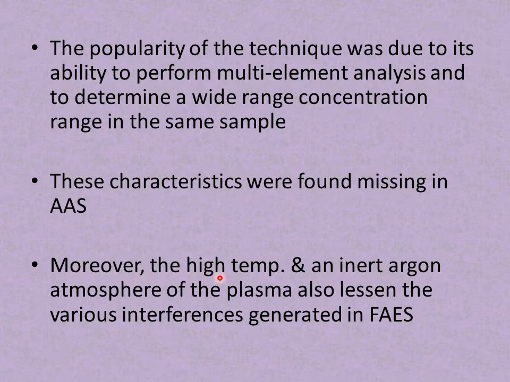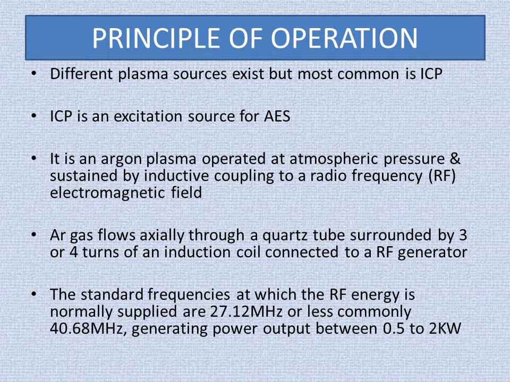Moreover, the high temperature and inert argon atmosphere of the plasma also lessen the various interferences generated in flame atomic emission spectroscopy. In flame photometry, the source of atomization is flame, and the temperature of flame is not as high as that of the plasma, which is very high. So due to the high temperature and inert argon atmosphere, the chances of generation of various interferences are very much reduced. This is another advantage of the technique. Then after the introduction, we will see the principle of operation.